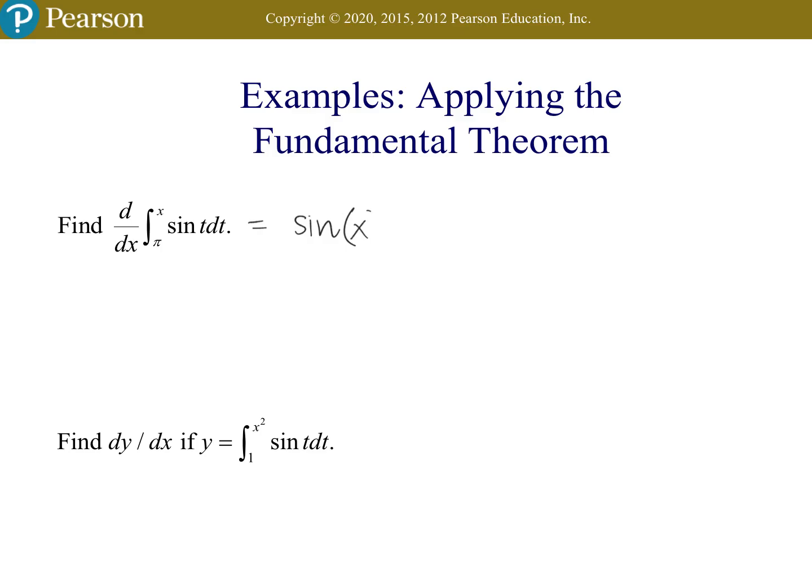But then what gets plugged in first? X. And then times the chain rule, which is dx dx, minus sine with pi plugged in, and then the derivative of pi with respect to x. So I'm just showing all the steps here. So dx dx simplifies to 1, but d pi dx simplifies to 0 because it's a constant. And so the answer to this is simply sine of x. That's all that's left.